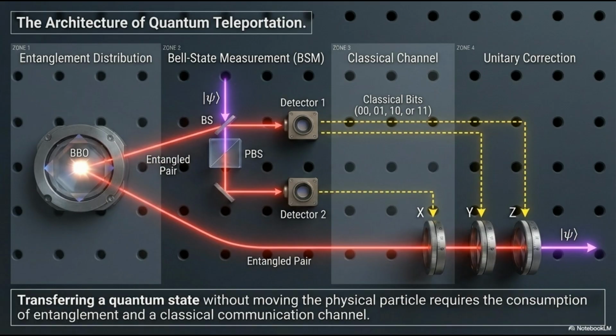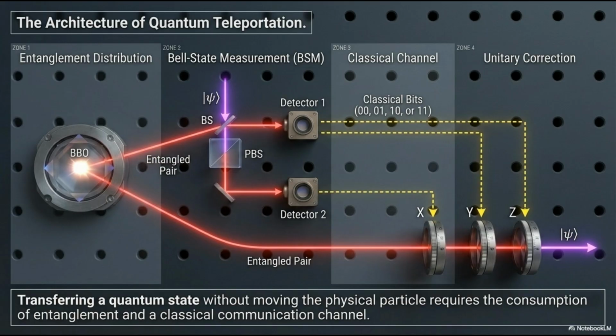Zone 3 is the classical channel. These 2 classical bits are transmitted to Bob through an ordinary classical communication link. This required step is why teleportation cannot be used to send information faster than light. Zone 4 is unitary correction. Based on the 2 bits received from Alice, Bob applies one of 3 possible waveplates, labeled X, Y, or Z, to his photon, performing the appropriate quantum gate operation to reconstruct the original state ket psi perfectly at his location.